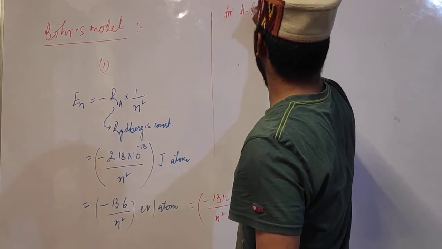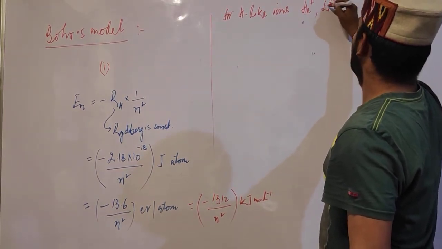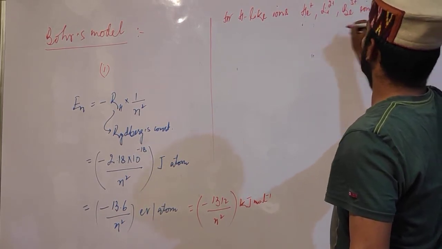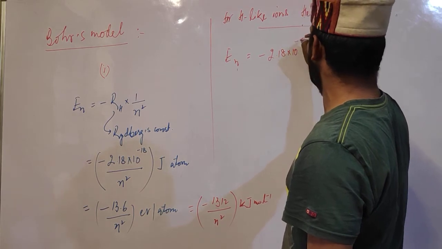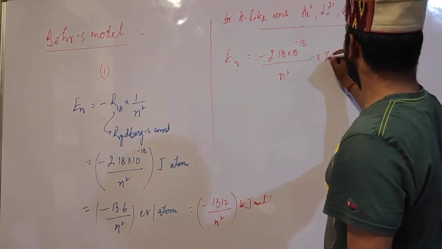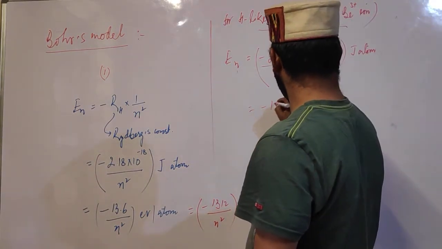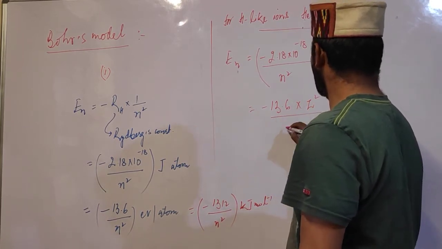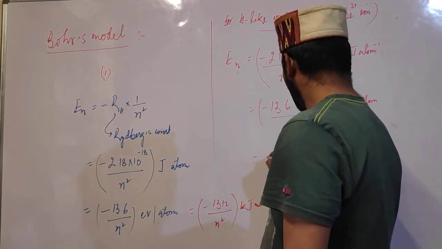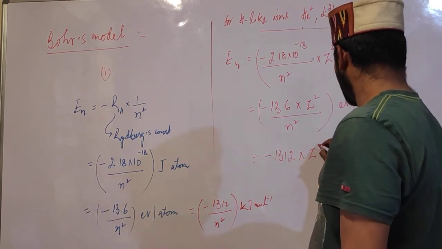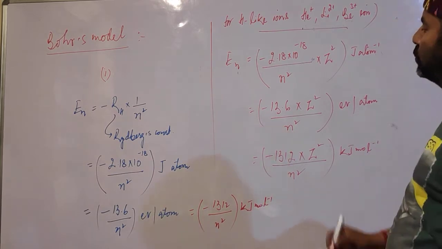For hydrogen-like ions, what are hydrogen-like ions? Helium positive, lithium 2 positive, beryllium 3 positive ion. The energy of the nth orbit is given by minus 2.18 × 10⁻¹⁸ upon n² times Z² joules per atom, or we write it as minus 13.6 × Z² upon n² electron volts per atom, or we write it as 1312 × Z² upon n², and this is in kilojoules per mole.